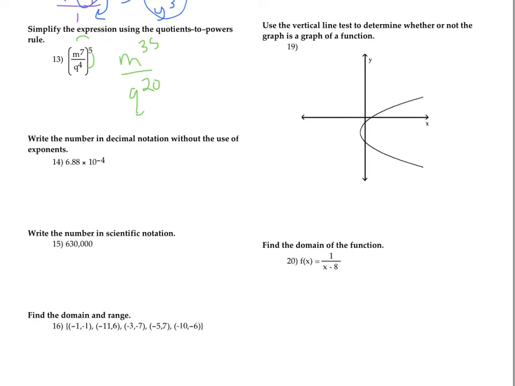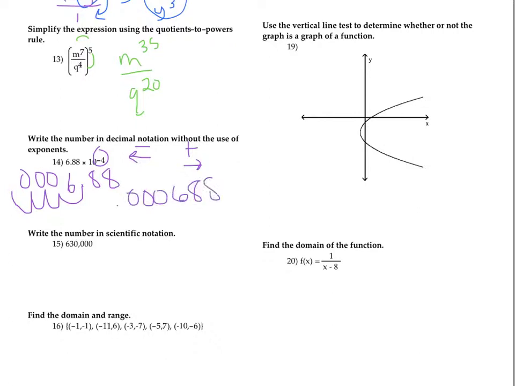Good old scientific notation. If this is a negative number, we move the decimal to the left. If we have a positive number, we move the decimal to the right. So we take 6.88, we move it to the left 4 times, and we put zeros where those hump things are. There we go. Okay, so that's 0.000688.